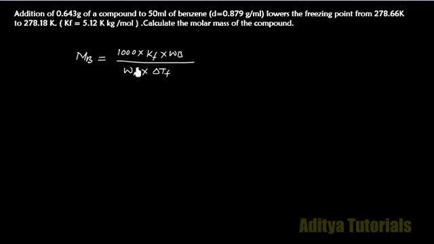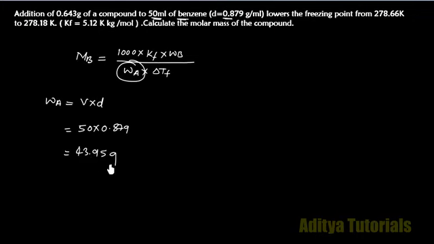Now we need the WA, that is the weight of solvent, and we calculate that from the formula volume into density, because here only the ml of benzene is given. This is the solvent in this case, and the density is given. But actually in this formula we have weight. From the volume and density we can convert that into weight. So it is 50 ml, multiplied with the density, that is 0.879, and that is equal to 43.95 grams.